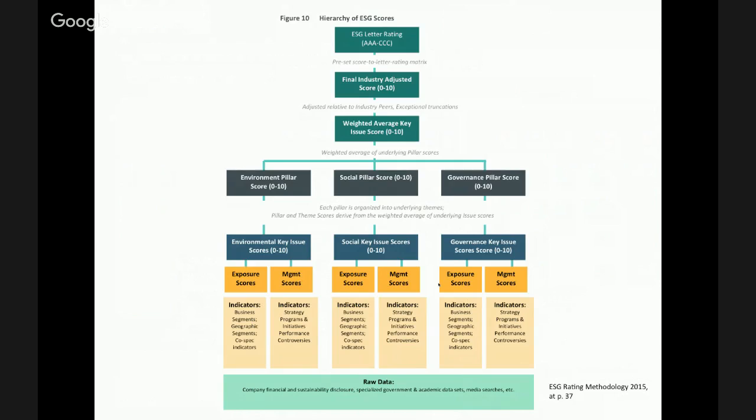Yes. So we're looking at another slide now, and this slide goes into the hierarchy of scores. So you have the overall score and scores and weights, and then under that the pillars. Oh, I see, the key issue score, which is also 0 to 10. Is it always 0 to 10?